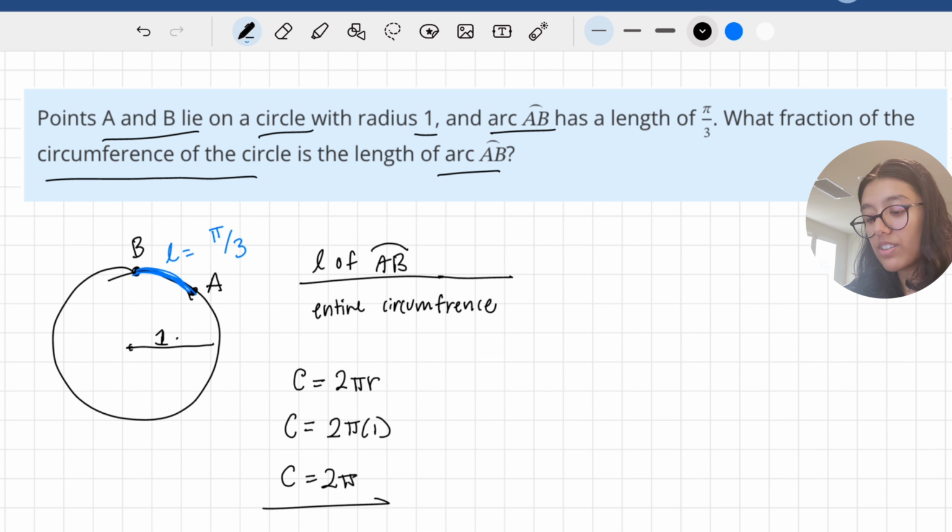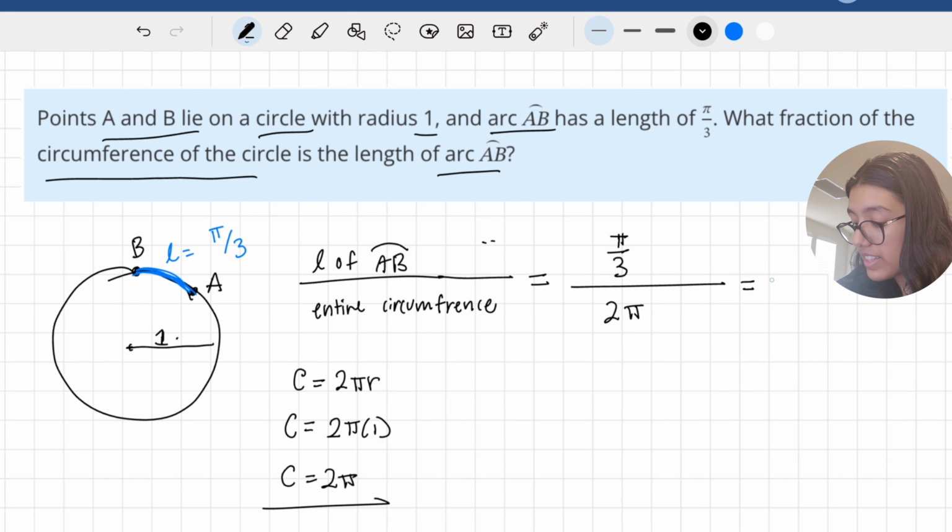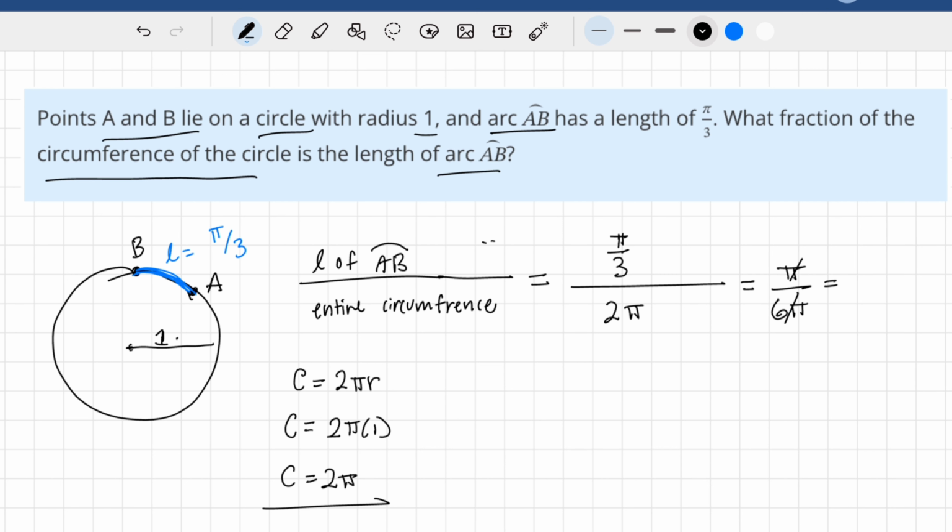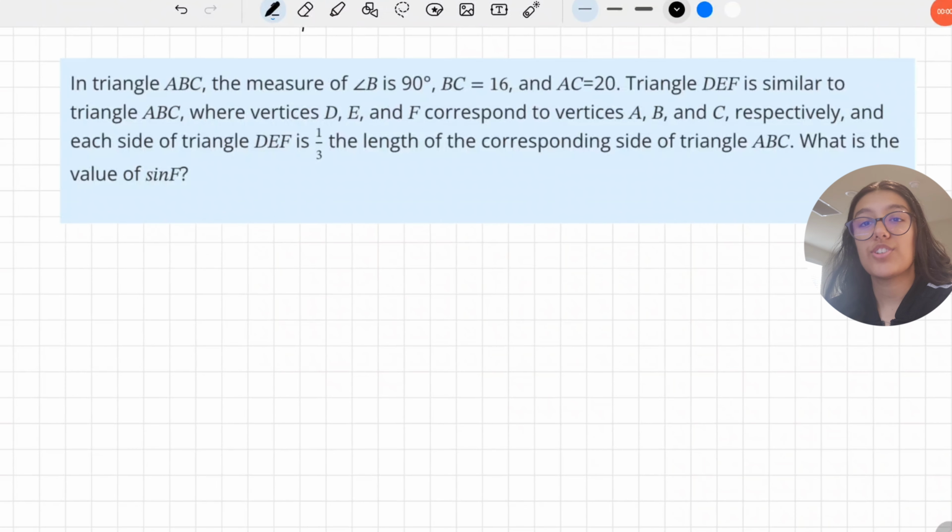Now we have the circumference, and all we have to do is replace it in this little formula we have. So the length of arc AB, which we got was pi over 3, over the entire circumference, which is 2 pi. Dividing this, we get pi over 6 pi, where pi and pi cancel out, and you are left with 1/6. Now on to problem number 3.